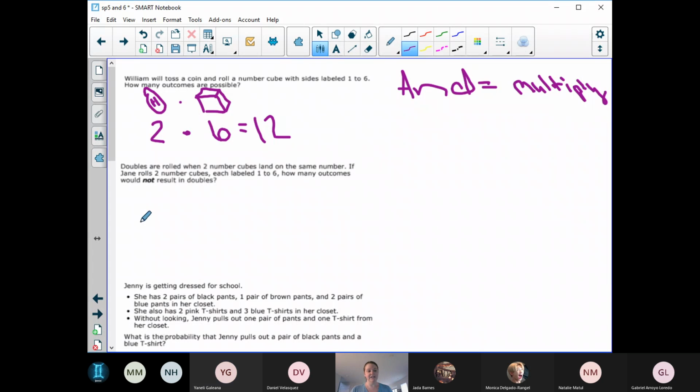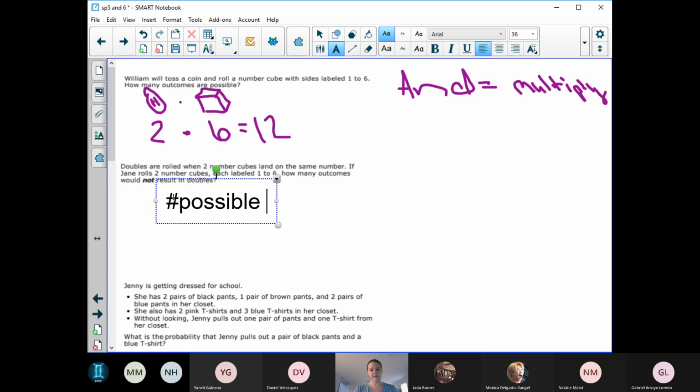Okay, let's look at another one. Doubles are rolled when 2 number cubes land on the same number. If Jane rolls 2 number cubes labeled 1 to 6, how many outcomes would not result in doubles? So the first thing I want to know is the number of possible outcomes. That's what we need to figure out first.